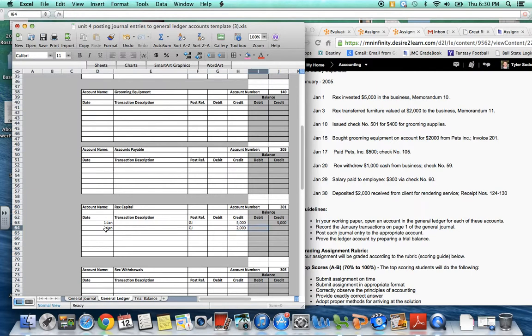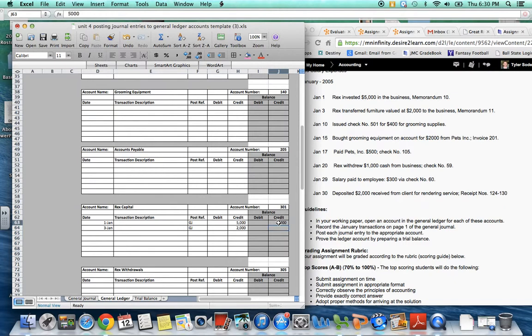Now this one I already have a balance in here. I have a $5,000 credit balance. So what I need to do here is figure out whether this is going to increase or decrease that balance. I know that my capital account is an owner's equity, and for owner's equity accounts, that it has a normal credit balance, which means that it increases with a credit.